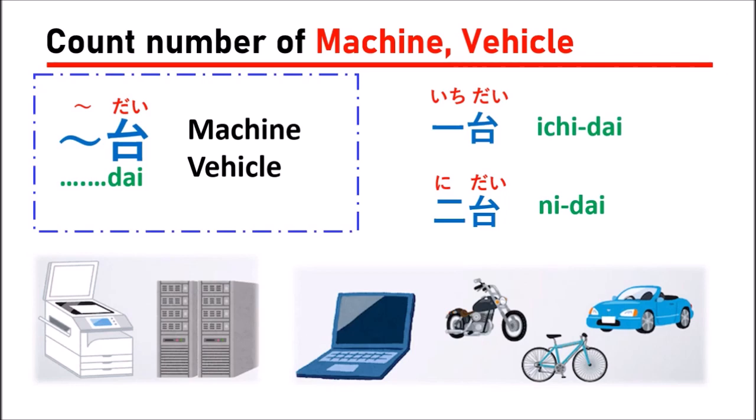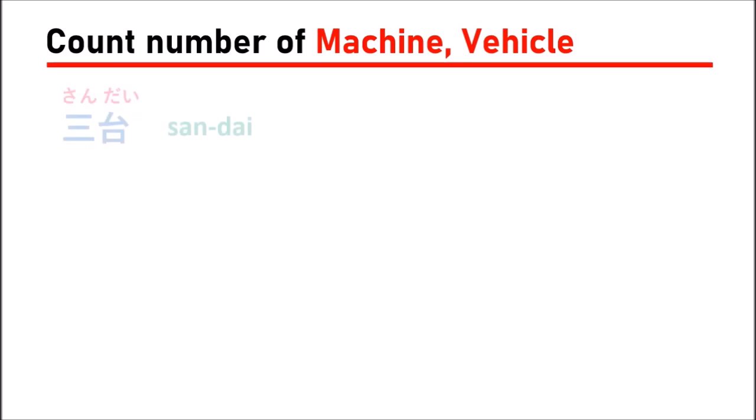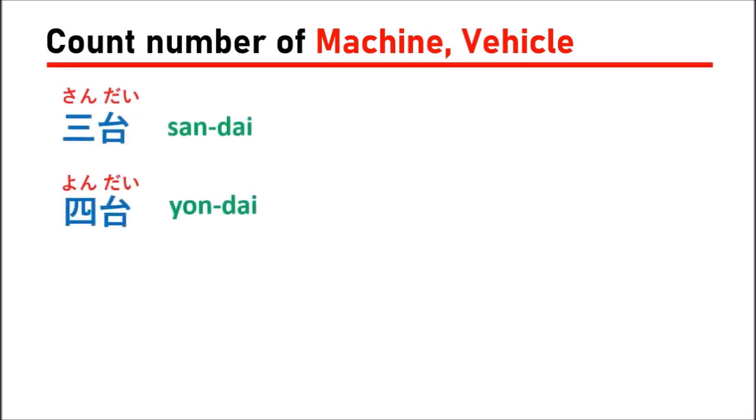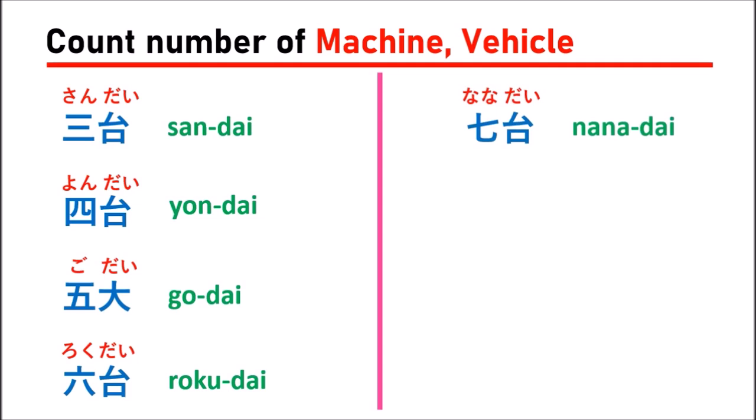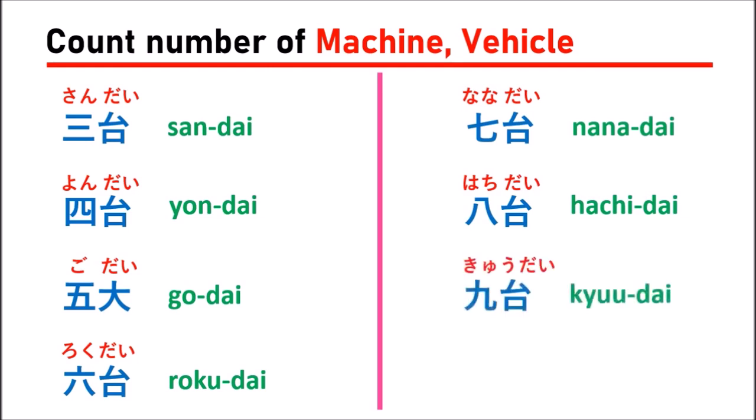And now we are going to learn counting by using the unit of dai. 3台, 4台, 5台, 6台, 7台, 8台, 9台, 10台.